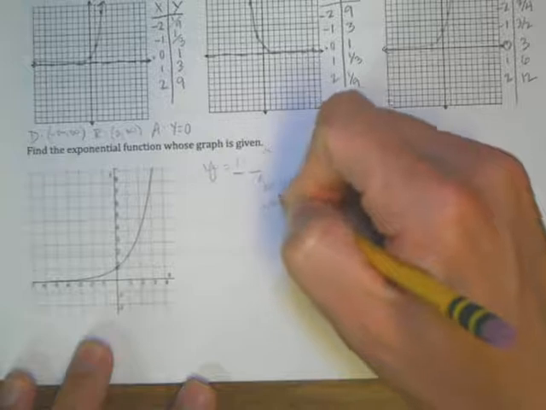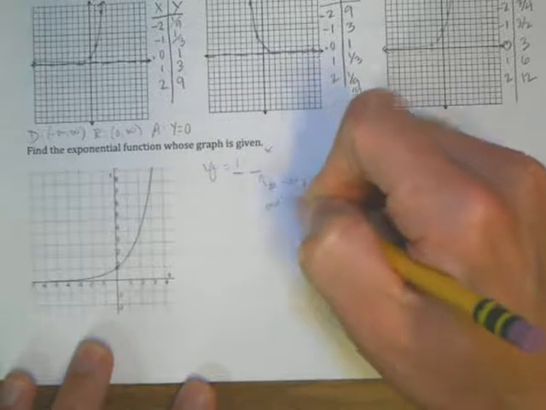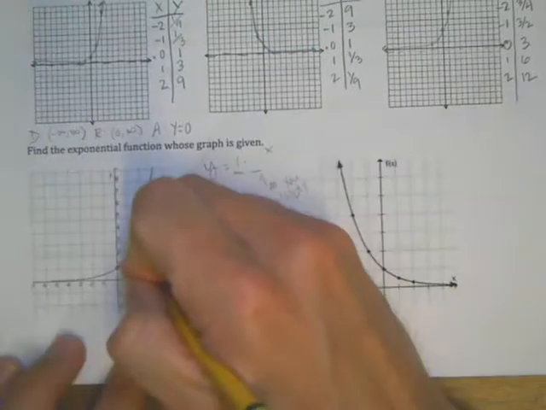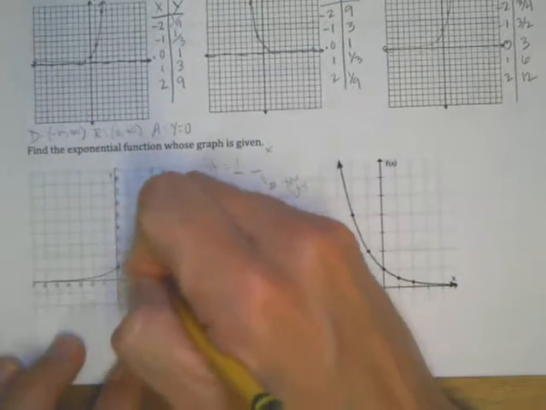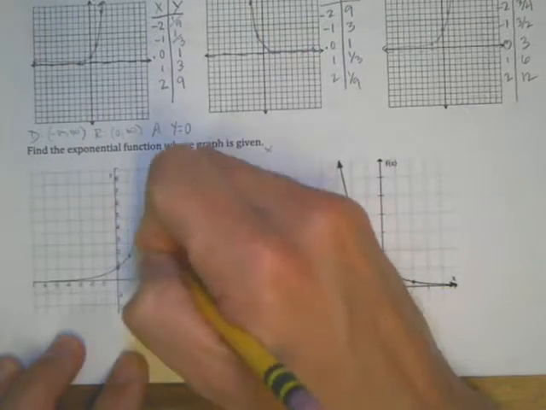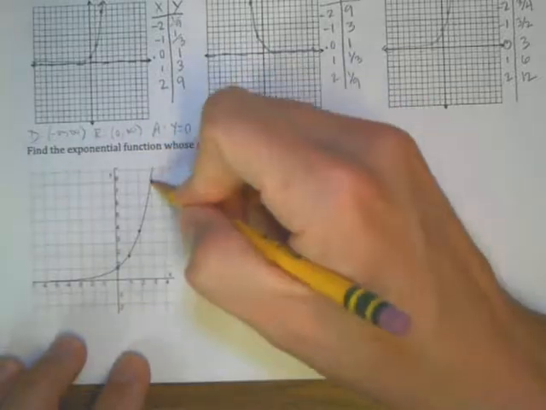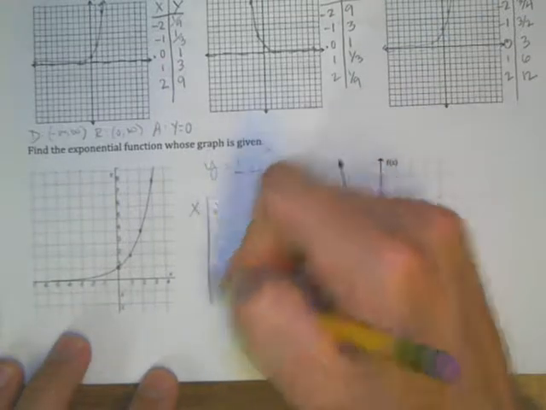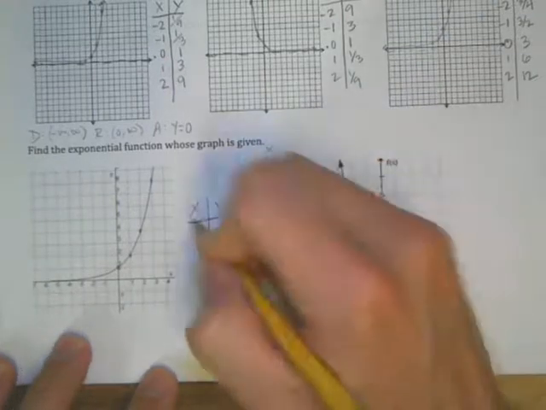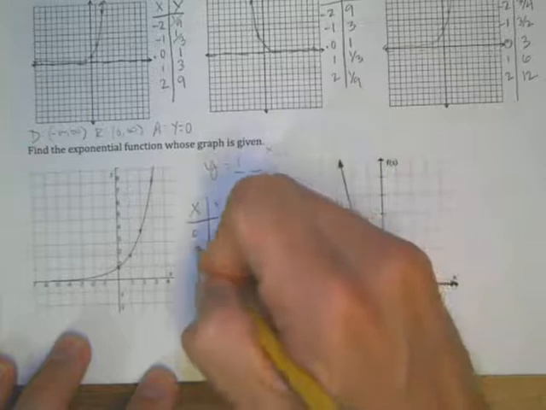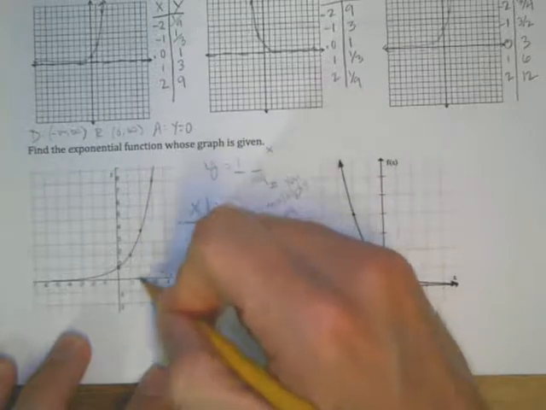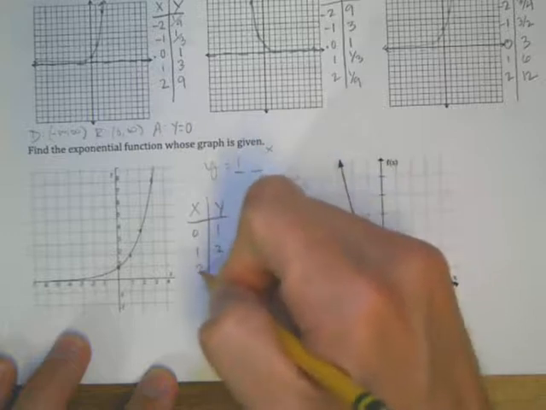Okay? So let's make a table of these nice points. 0, 1, 1, 2, 2, 4. And nice points are the ones that cross exactly at those things. I don't need to worry about these negatives because they don't cross exactly. X, Y: 0, 1, 1, 2, 2, 4, 3, 8. And this is important to know.